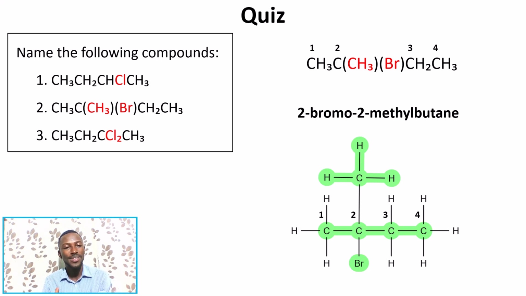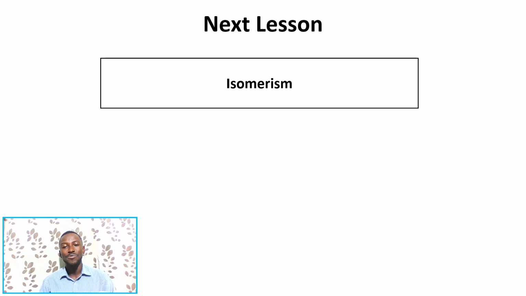Okay. What about the last example? With that, I'm not going to answer it for you. Write the name in the comment section, and I'll read through and give you a thumbs up if you get it correct, and I'll still give you a thumbs up if you get it wrong, for trying. So this brings us to the end of naming of what? Alkanes. We started off with straight chains, branched chains, and then we've ended with haloalkanes.